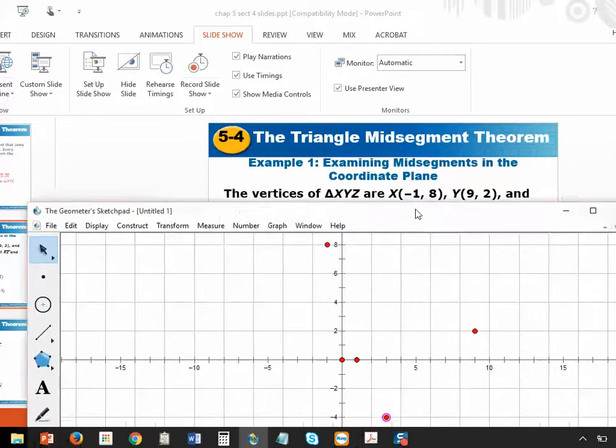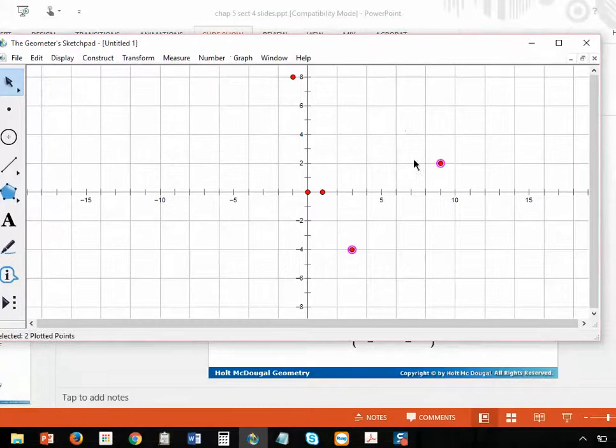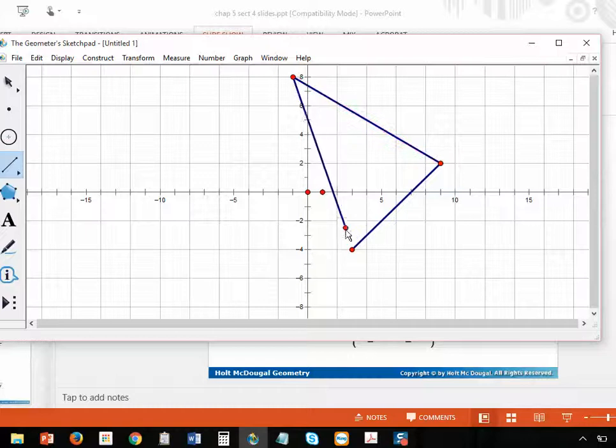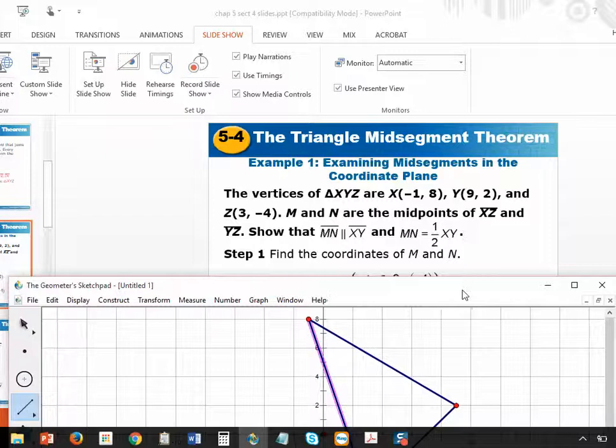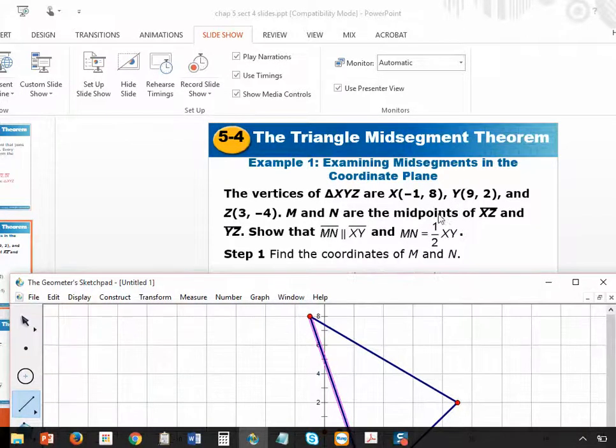All right, so let's see what we got here. We've got our 3 points, see them? There they are. I'm going to construct a line between each of these. You can do that by just drawing a line segment between the points. Probably the easiest way. Okay, now what the problem asked us to do was to find the coordinates of M and N. They want us to show that MN is parallel to XY and that MN is half of XY.